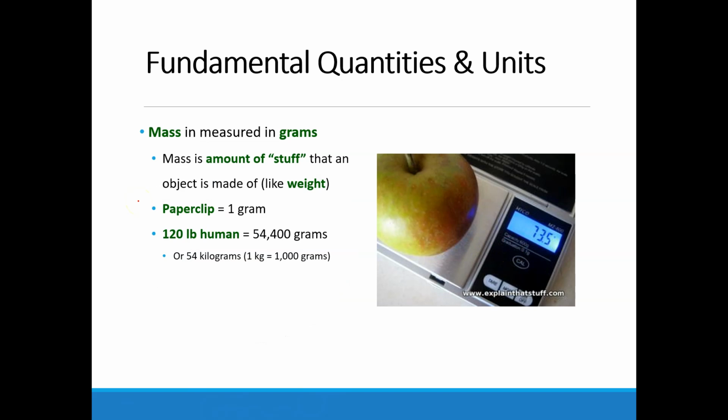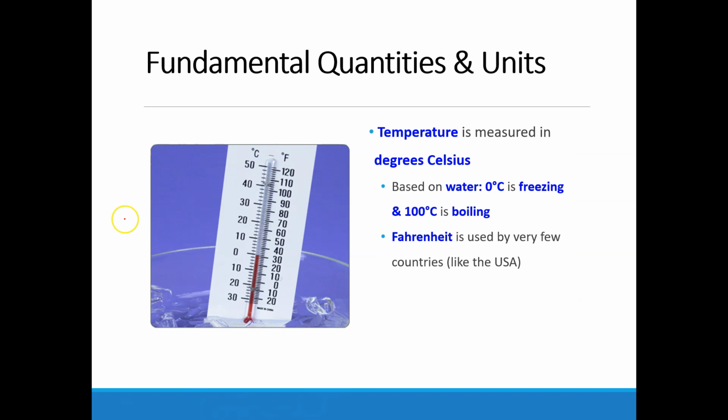We also talked about mass. Mass is the amount of stuff or matter that an object is made up of. It's similar to weight, but it is not the same thing. So remember, an example of mass would be 1 gram, and that would be about the mass of a single paperclip. Temperature is measured in degrees Celsius in science.